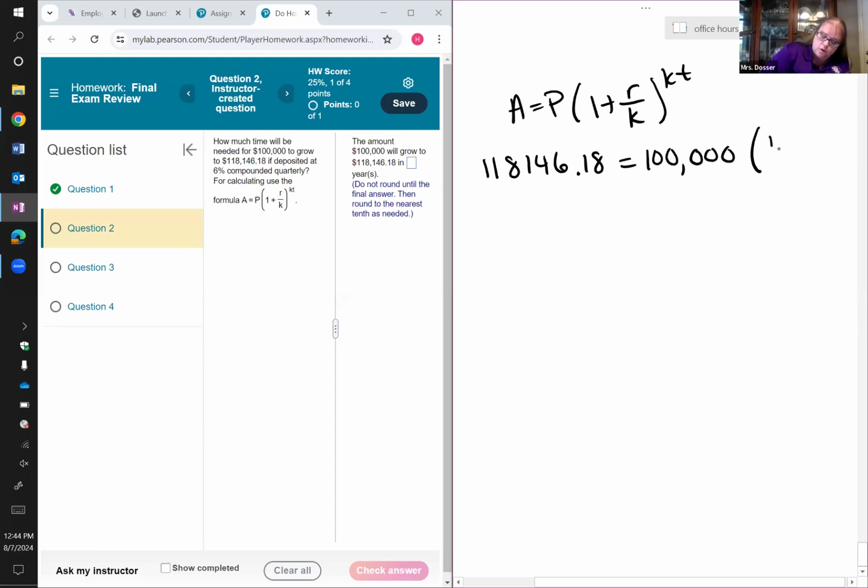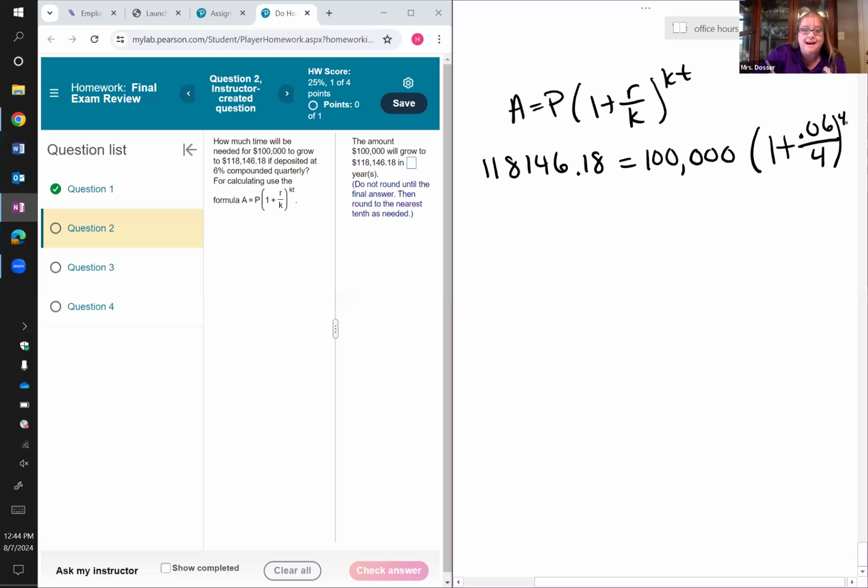And then parentheses, 1 plus, we know that r is the rate. They tell us the rate is 6%, and changing that to a decimal, we get 0.06 for our rate, r over k. And we know that k is how many times per year it's compounded. This one is compounded quarterly, which is 4 times per year. So k is 4. Notice here in our exponent, we have k again, still 4, doesn't change.